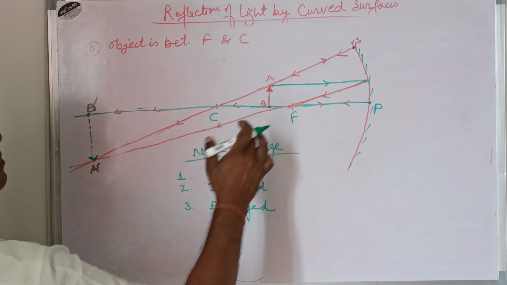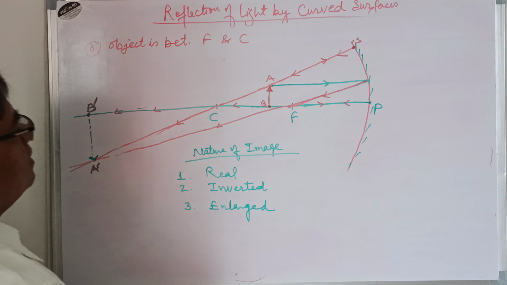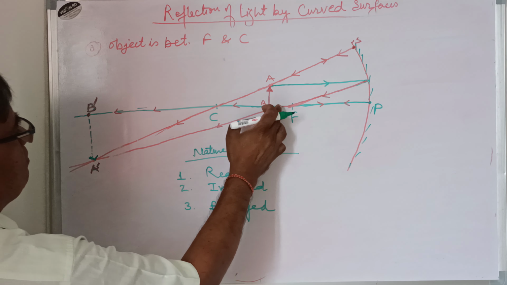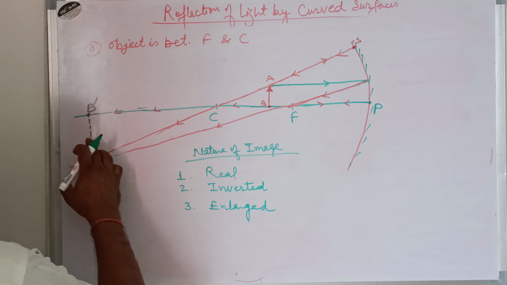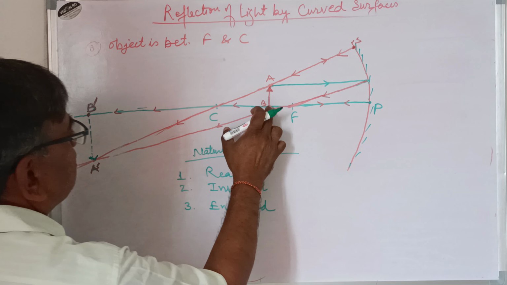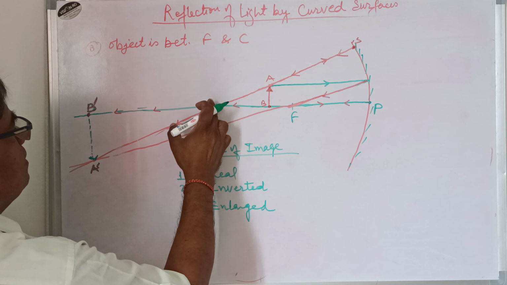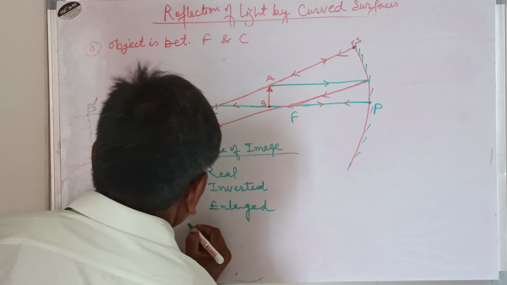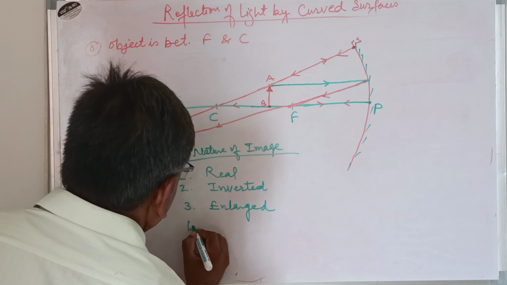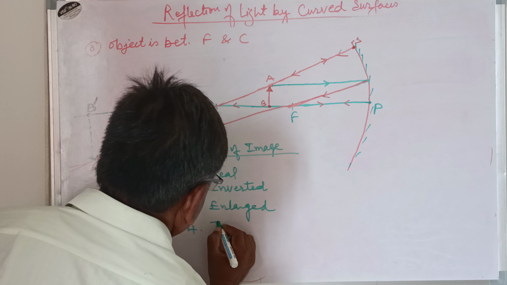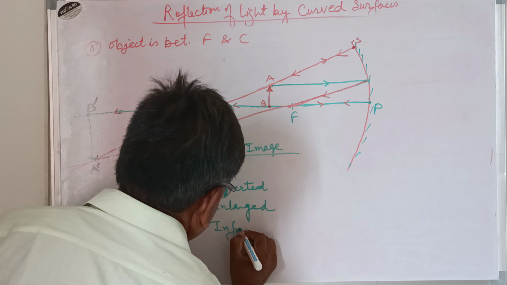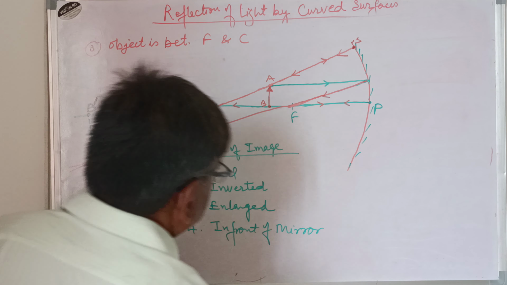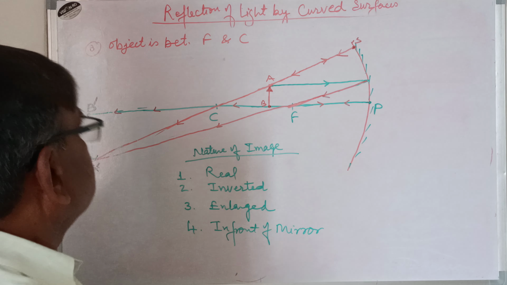When the object was at focus, the image was very big, highly enlarged. Now the object is shifting in this direction, so the size of the image will start decreasing. And when the object will reach at C, the size of object and image will be equal. So enlarged. And for location, in front of mirror, you have in front of. This was the third case.